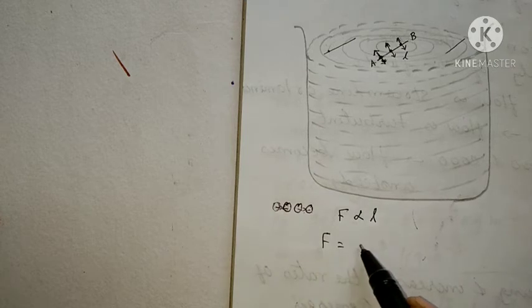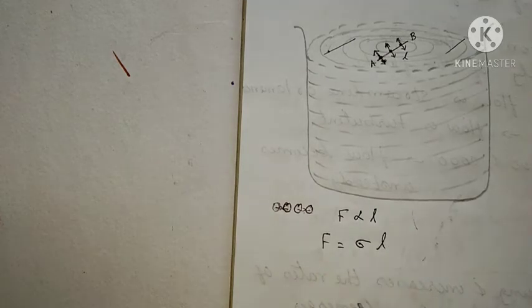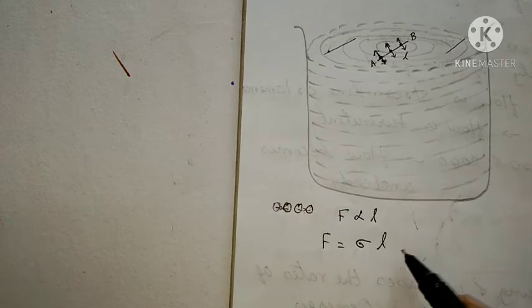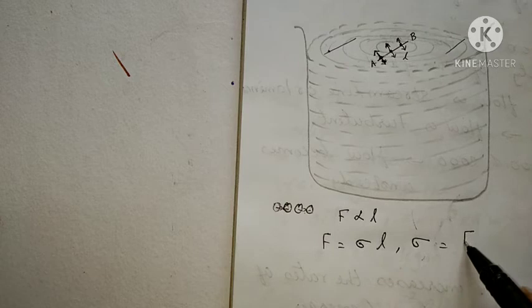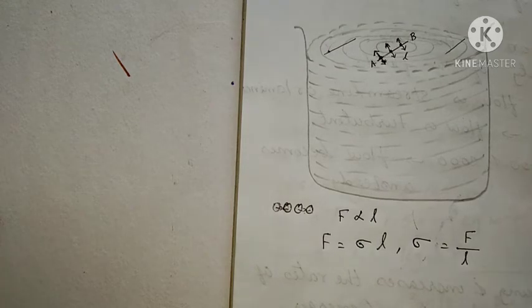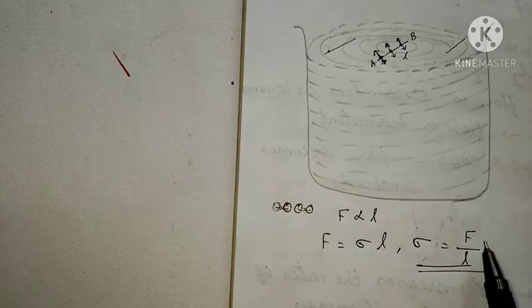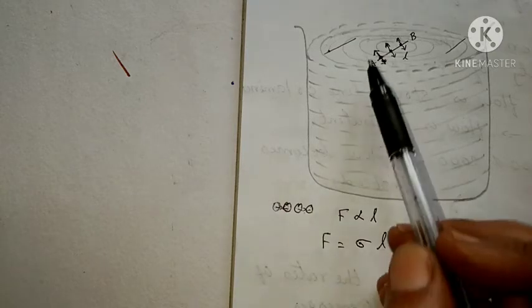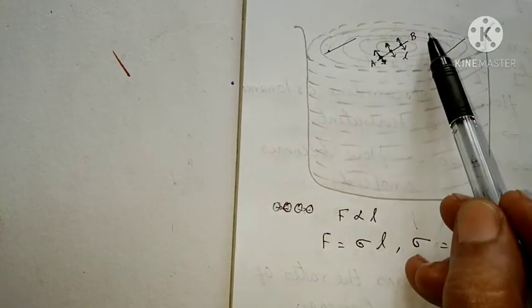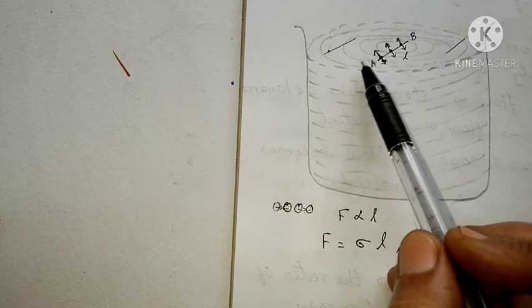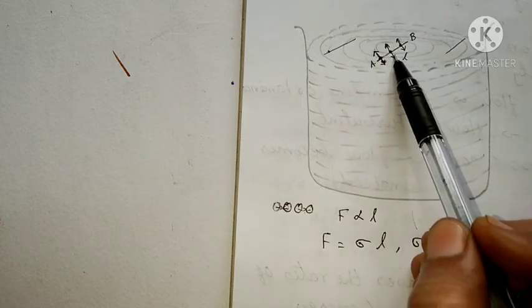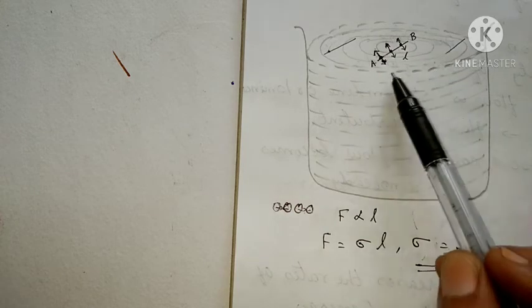So we can equate, that is F equal to sigma L. Sigma is known as the surface tension. So we can write surface tension sigma equal to force acting per unit length of an imaginary line. That is known as the surface tension. So we can measure the surface tension. It is the force acting per unit length of an imaginary line drawn on the liquid surface, and the direction of that force is perpendicular to this line and tangential to the liquid surface.